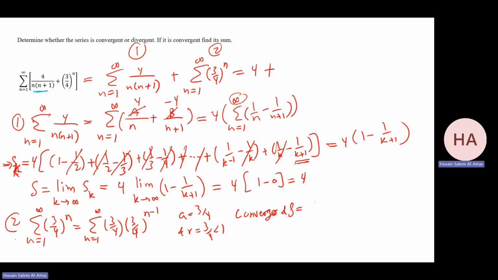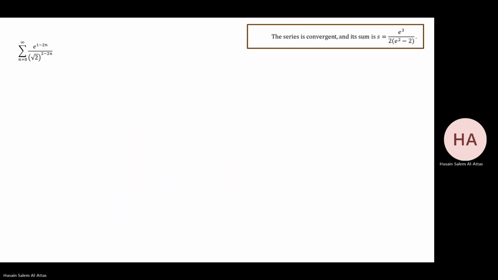And S is a over 1 minus r. What is a? 3 over 4, over 1 minus 3 over 4. That will be what? 3 over 4 divided by 1 over 4, which is 3. So it's 4 plus 3, which is 7. That will be the result.